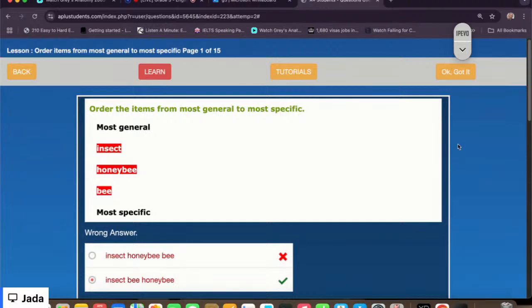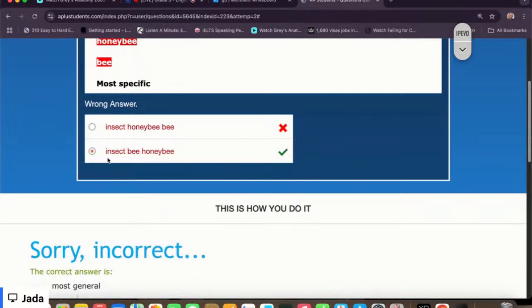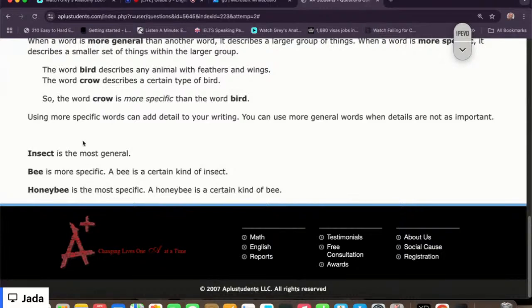So if we say the first one, it's incorrect, but the second is correct because we have insect first, then bee, and then honeybee. The most general is the insect. Of course, insect is the first. So from insects, we can have bees. A bee is a kind of insect, right? Now from bee, we have honeybee, which is specific. So the honeybee is a certain kind of bee.